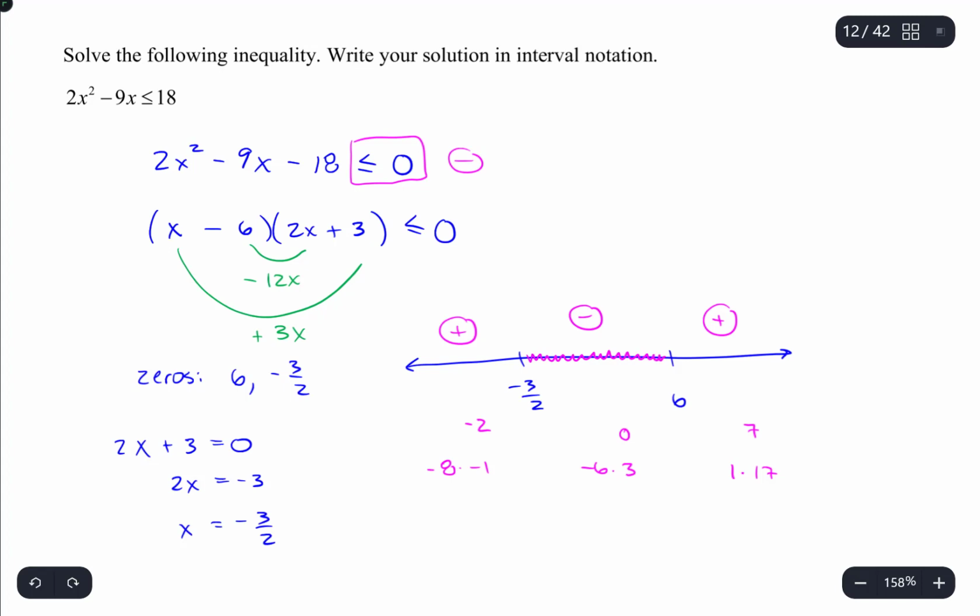But the question is, do I include the endpoints? And because it's less than or equal to, I will include those endpoints. So the final answer here in interval notation is the interval from negative 3 halves inclusive to positive 6 inclusive.